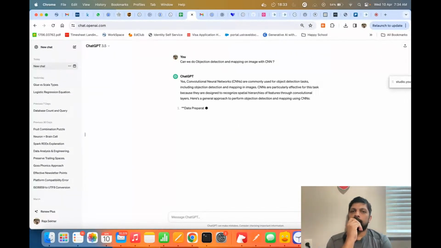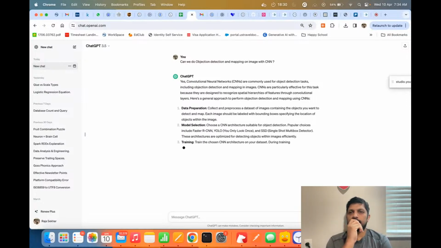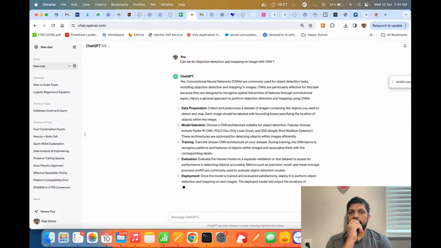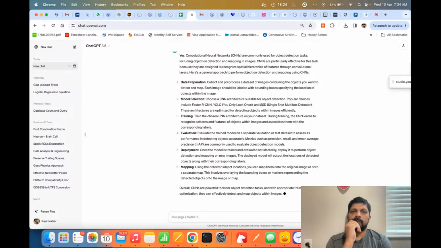Those are commonly used for object detection, including object detection and mapping images, because they are designed to recognize patterns. Model selection, training, evaluation, deployment, mapping. It recognizes patterns and pieces of objects within a picture, overlaying the bounding boxes or markers representing the detected objects onto the image.